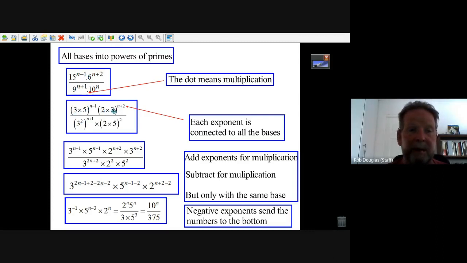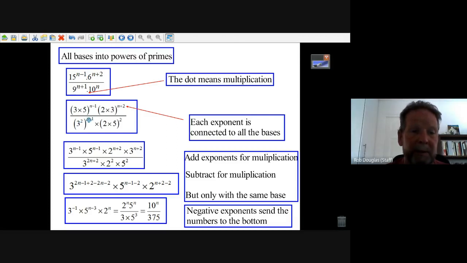6, make it 2 times 3. 9, make it 3 squared. There's a power of a prime number. And 10, make it 2 times 5. If you do that, you're a long way on the road to getting the answer. The next thing is, each one of these exponents means the bases are put to that power. So this is 3 to the n minus 1, 5 to the n minus 1, 2 to the n plus 2, 3 to the n plus 2, 3 to the 2, put to the n plus 1 power.